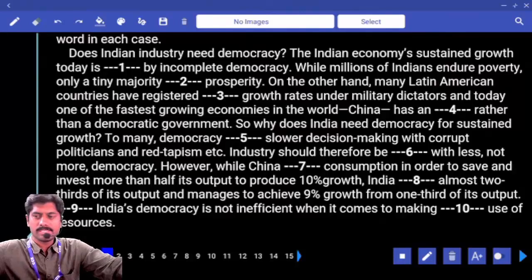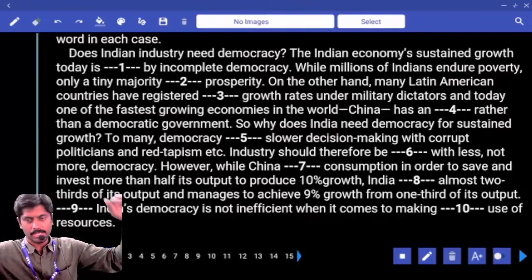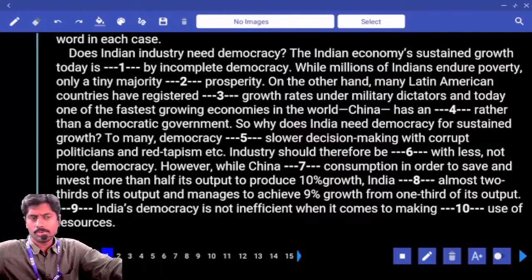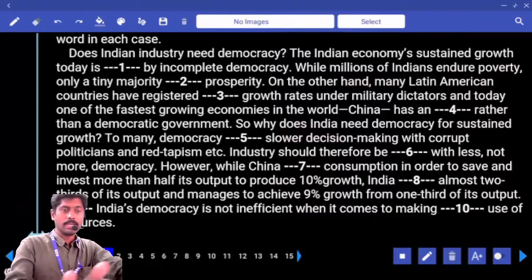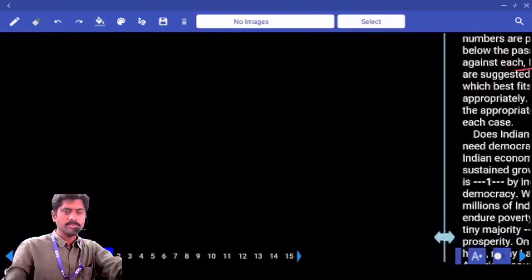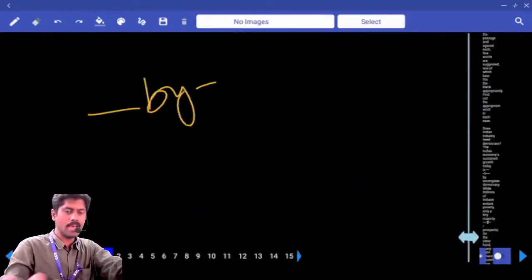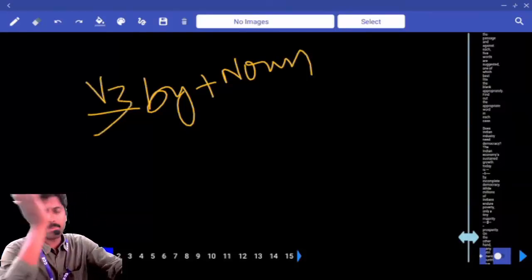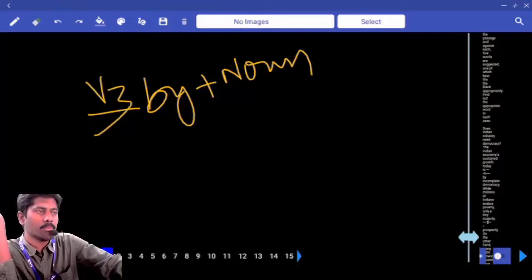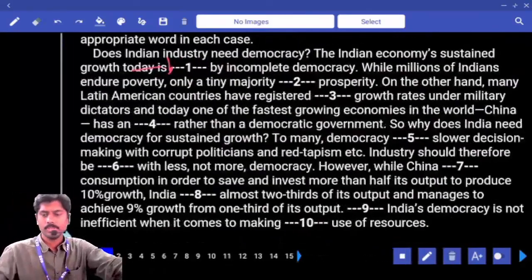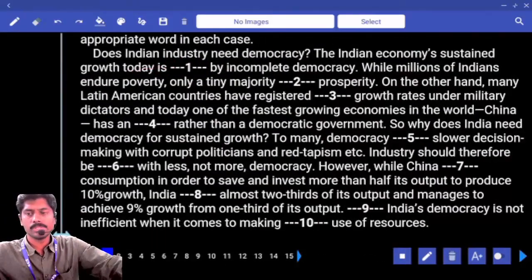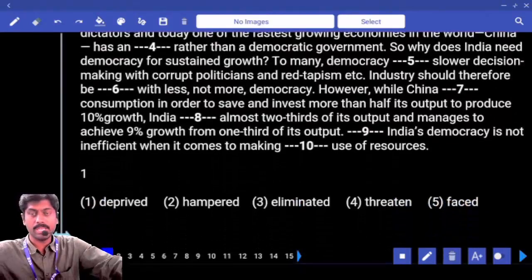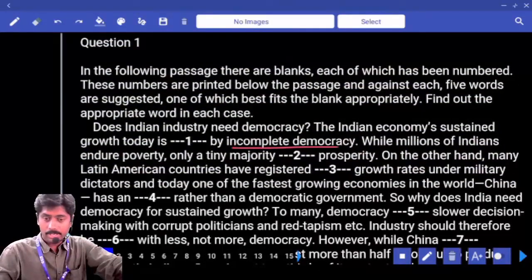The Indian economy is sustained. Sustained means maintained. Sustained growth today is dashed by... If a noun is there, definitely we require V3, like a passive voice model. Selected by the HR. Killed by that person. Like that we can take. So the economy's sustained growth today is dashed by incomplete democracy. Incomplete democracy, negative.